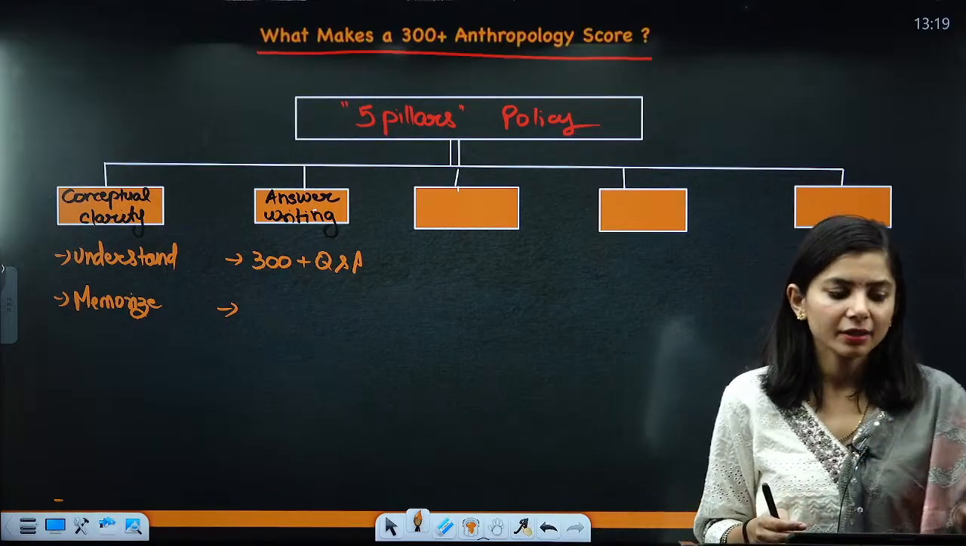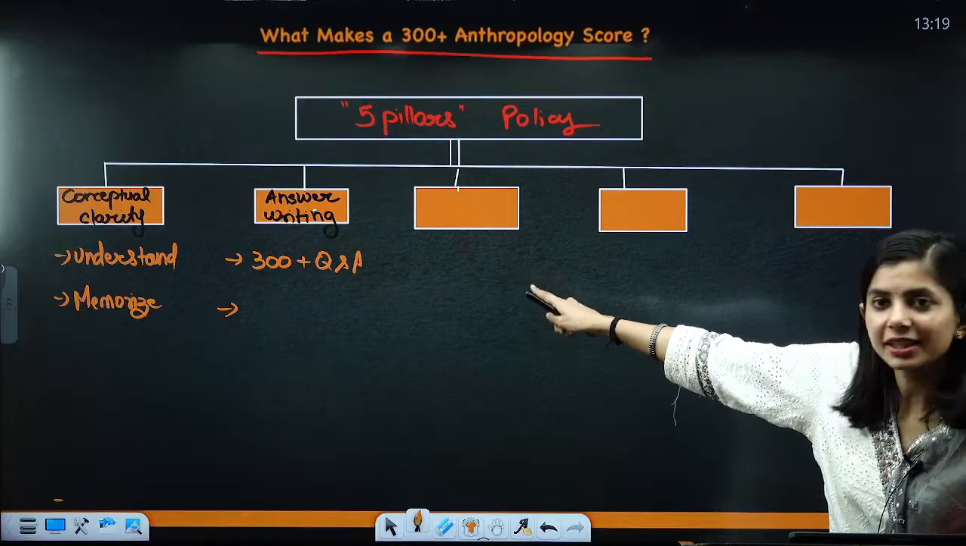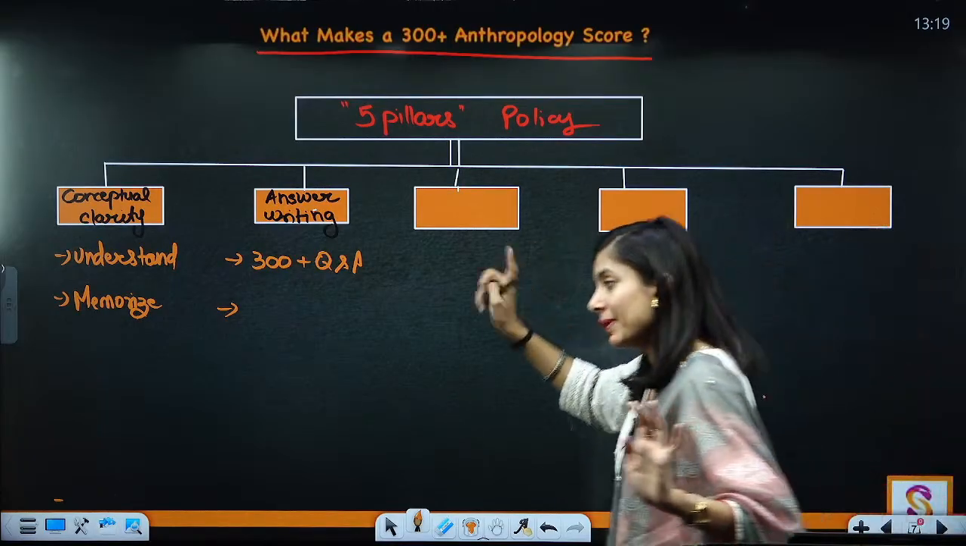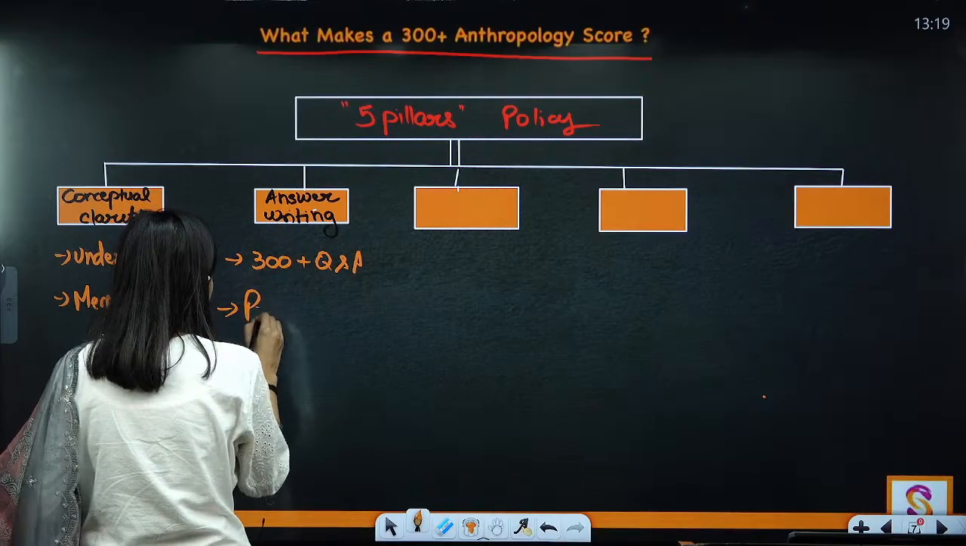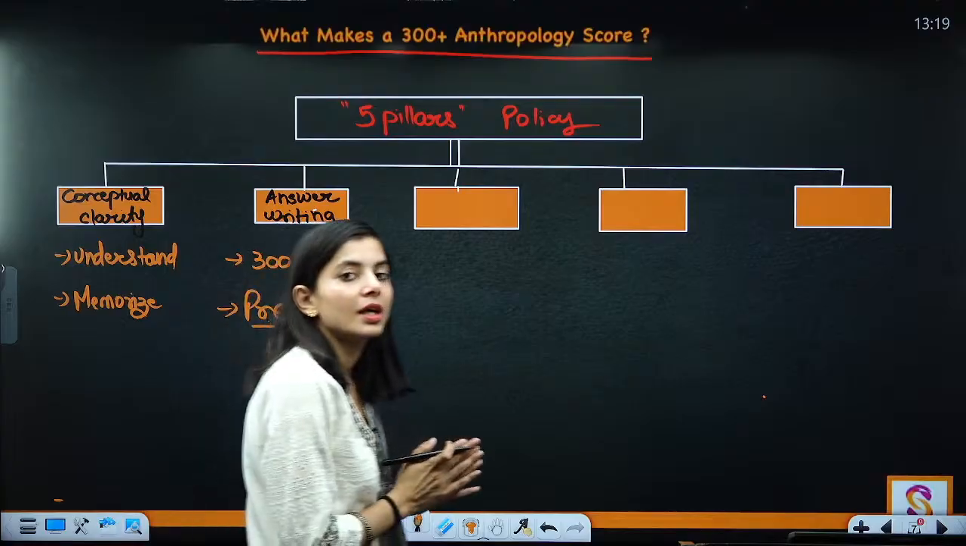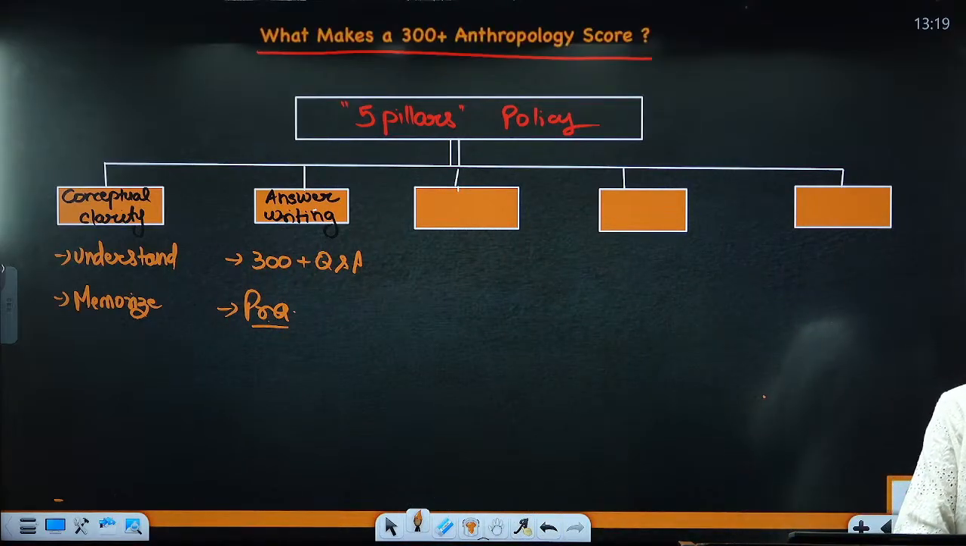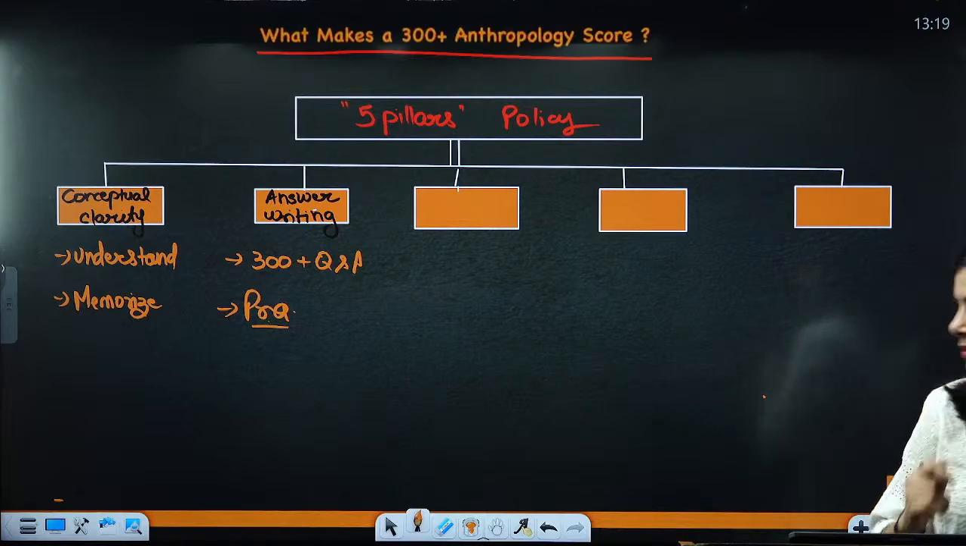So for that, what we are going to do is practically have answer writing. 300 plus question and answer, we will be practicing with the same. So it will help you for the practice. Now, the next part that would help you for 300 plus is basically going to be enrichment.